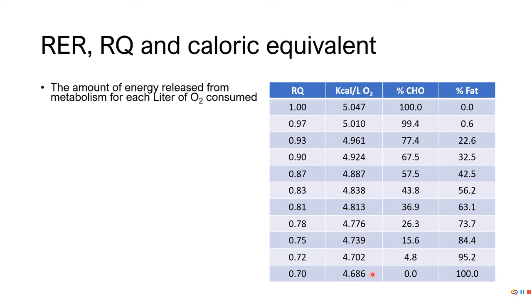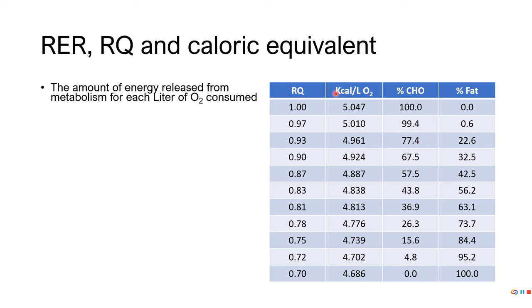Now, remember we talked about we use fats at low intensities, we use carbs at high intensities. Well, notice here that if I'm using only carbs, I'm getting 5 calories of energy per liter of oxygen, whereas when I'm only using fats, I'm only getting just under 4.7 calories per liter of oxygen. And yes, this says kilocalories. That actually means 1,000 calories, but when we talk about calories in our daily life, we're actually talking about kilocalories.